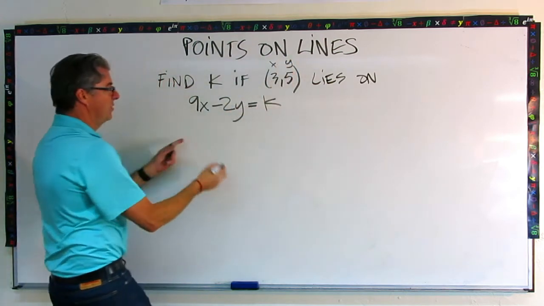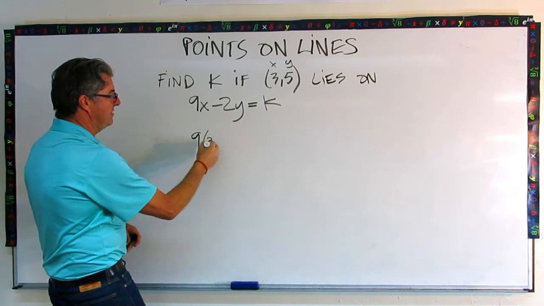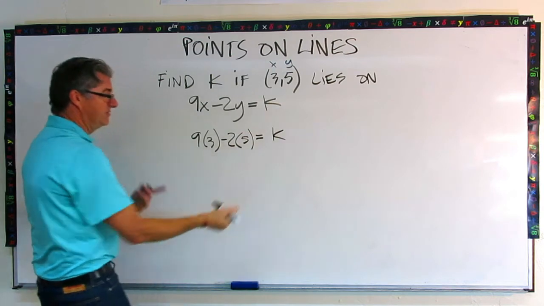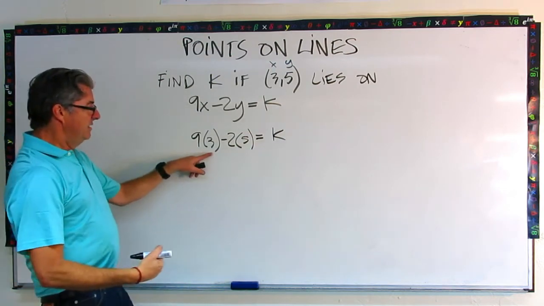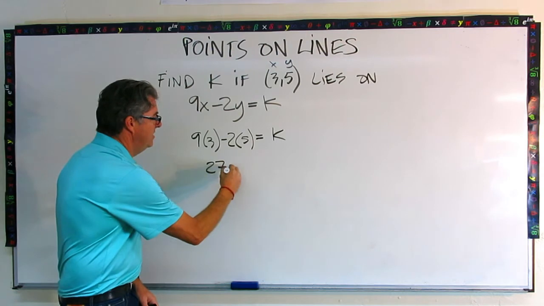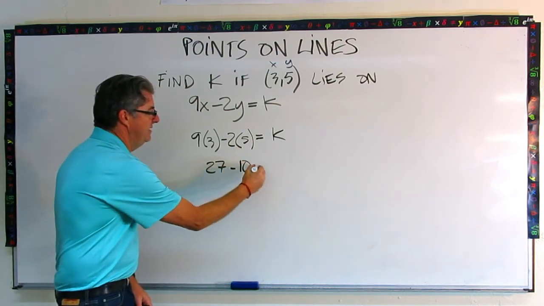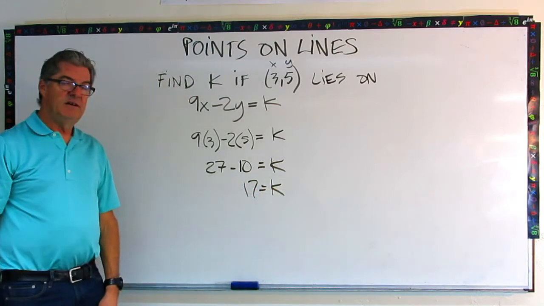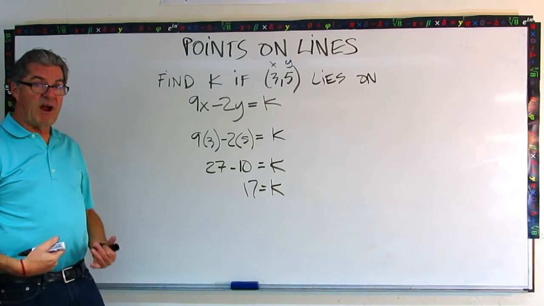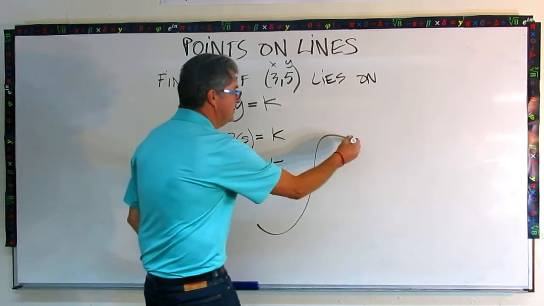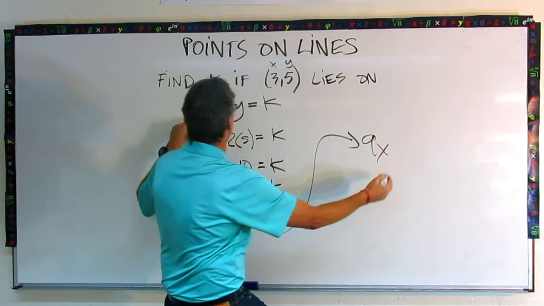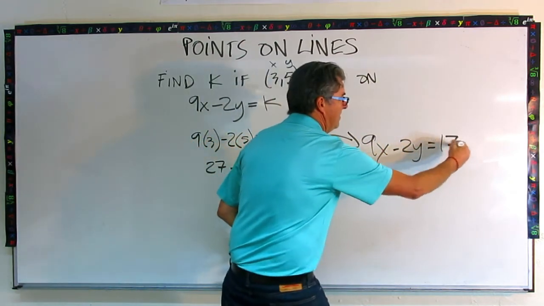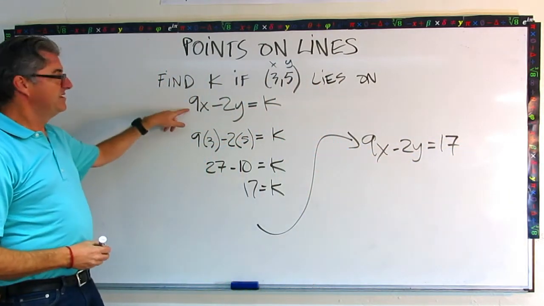X, y. So plug in step. 9 times 3 for my x minus 2 times 5 for my y equals k. So we still don't know what k is, but we're really close. 9 times 3, 27, minus 2 times 5 is 10, equals k, so 17 equals k. Now you might be asked to write the line equation, so in which case that would just be 9x minus 2y equals our 17. So that's the full equation of this line.